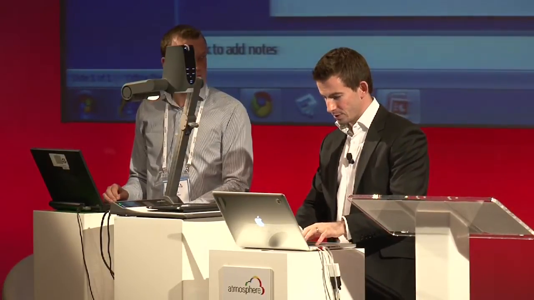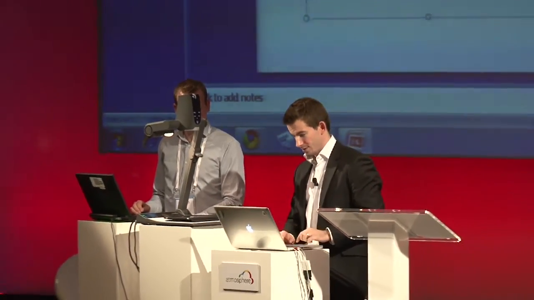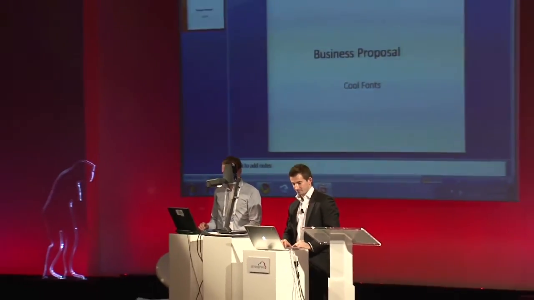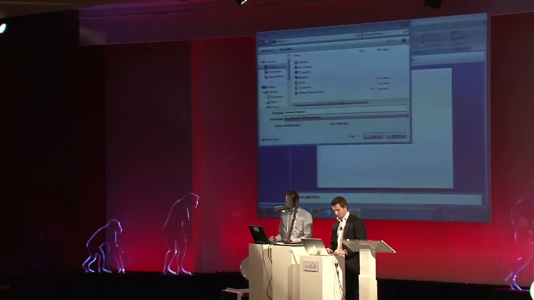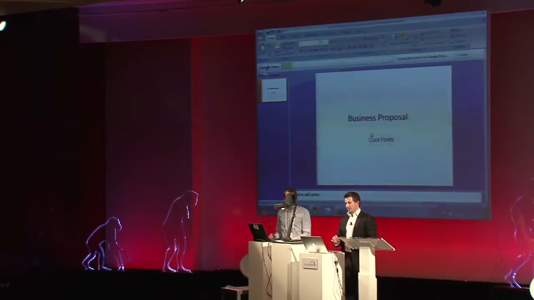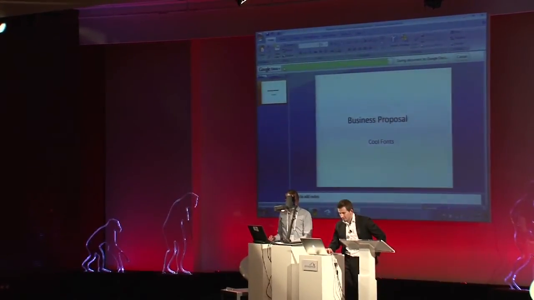Yep, Office 2007 loaded with a little ribbon from Google Docs. Now I can go and create this document and say this is my business proposal. And because we all like fonts, I'll say this is my business proposal with cool fonts. And I'll hit save, as I normally would. And I'll place this on my desktop. Now, notice how this bar kicks in and also replicates that document into the cloud.